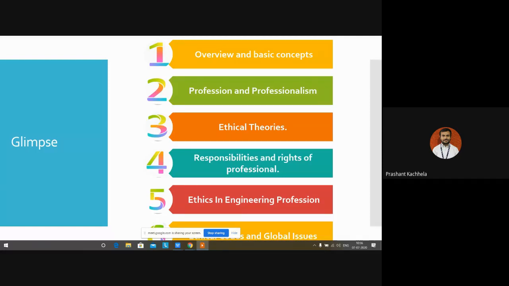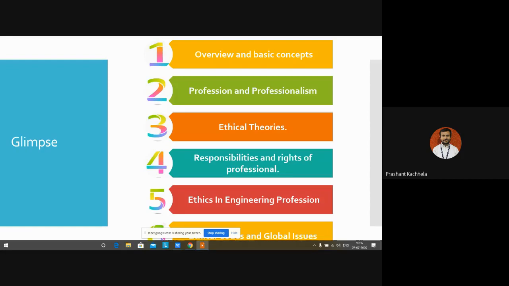The fourth module is related with responsibilities and rights of professionals. If something does not happen in a correct way, and if something is very harmful, then how you can correct those actions will be part of the discussion in the fourth module.